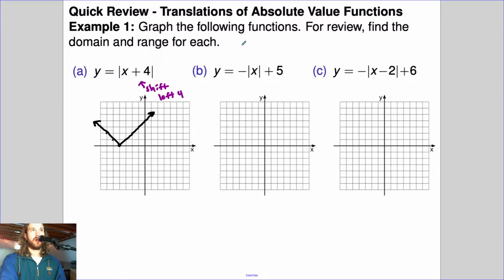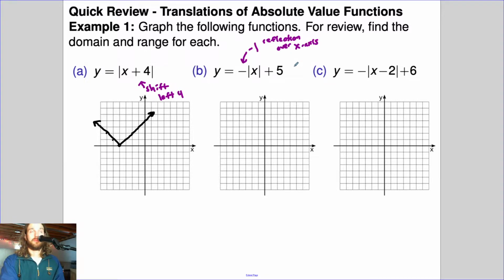So the a value in this case, or the thing that's multiplying on the outside of the absolute value, is a negative 1, which means the 1 tells us it's the same shape as the parent function. The negative tells us that it's been reflected over the x-axis. So this is a reflection over the x-axis.